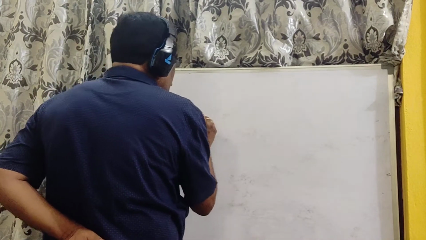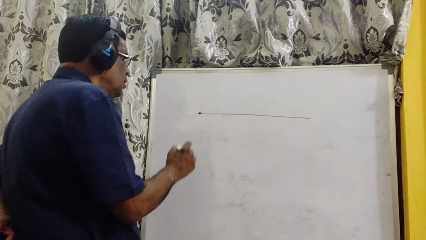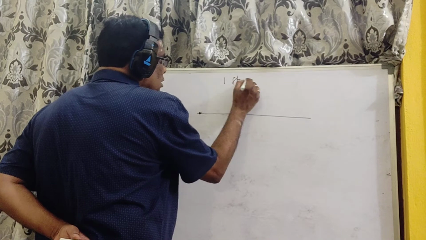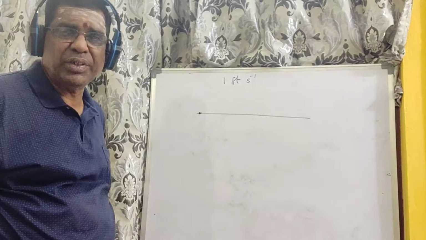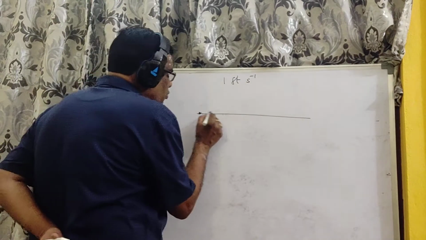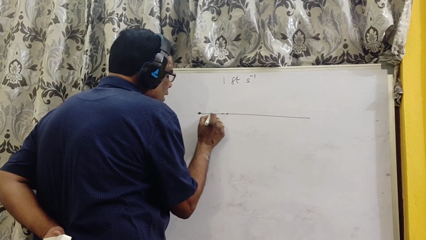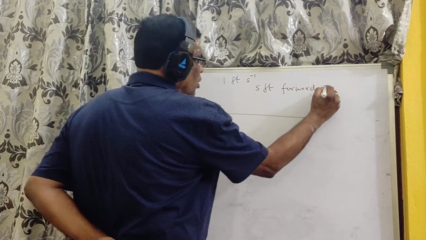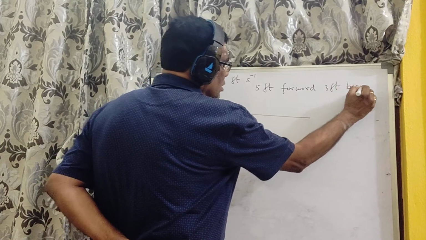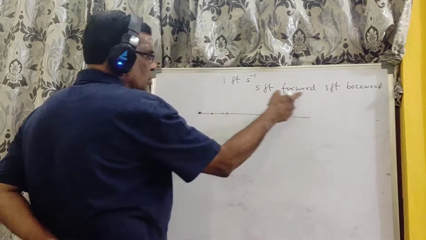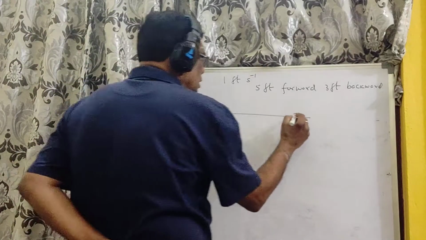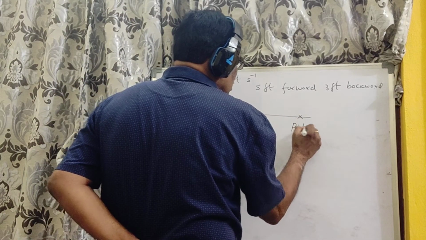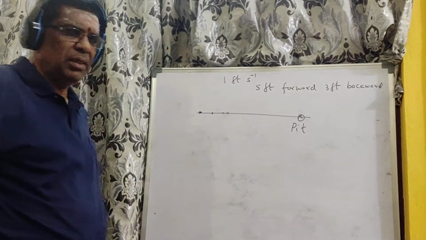Now, position time graph, another very interesting thing that you can see. For example, there is a person who walks rhythmically at a constant speed of 1 foot per second. For every 5 feet forward he moves, he'll move back 3 feet. 5 feet forward, followed by 3 feet backward. Supposing there's a pit. This means a huge pit there. He is not aware.